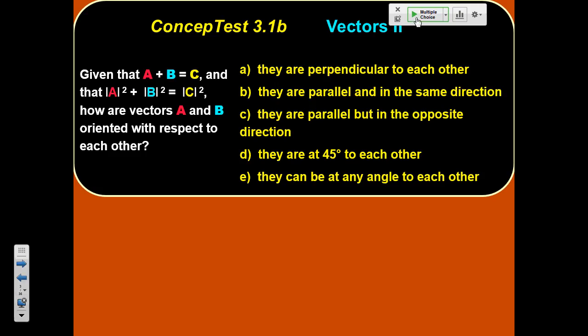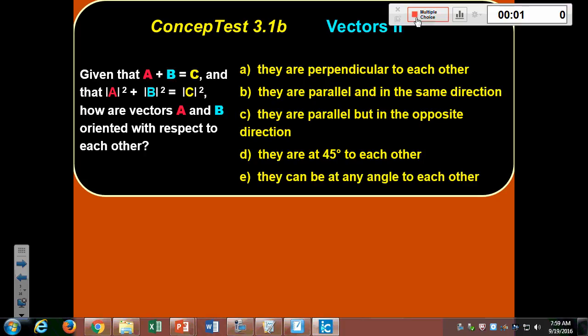Given that A plus B equals C, that is, the vector sum of A and B is equal to the vector C, and also that the magnitude of A squared plus the magnitude of B squared is equal to the magnitude of C squared, how are these two vectors oriented with respect to one another? Perpendicular, parallel, same or opposite directions, 45 degrees, or at any angle.